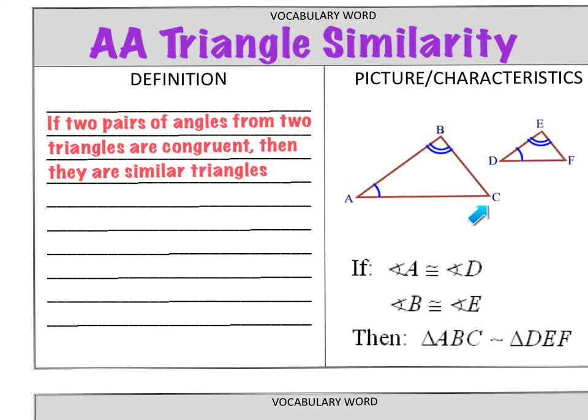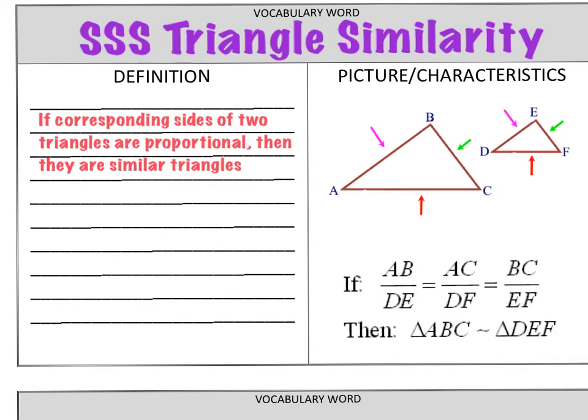So take a look at our picture here. Notice that angle A is congruent to angle D. And angle B is congruent to angle E. If you can get 2 matches like that, then that is enough to prove that your 2 triangles are similar. Easy enough? All right.